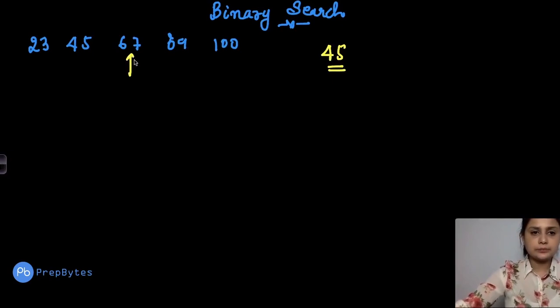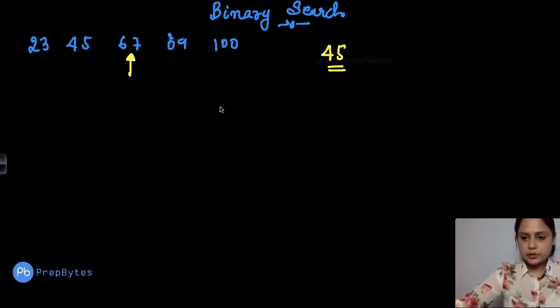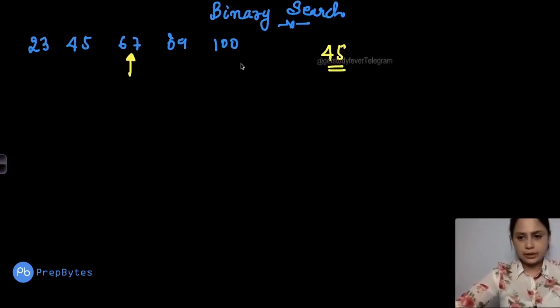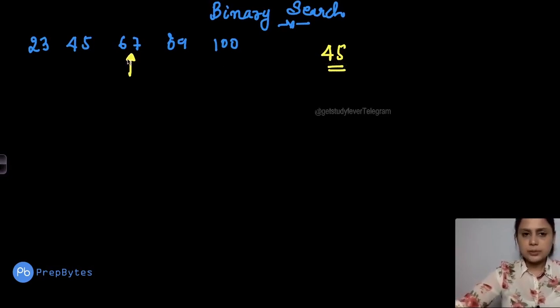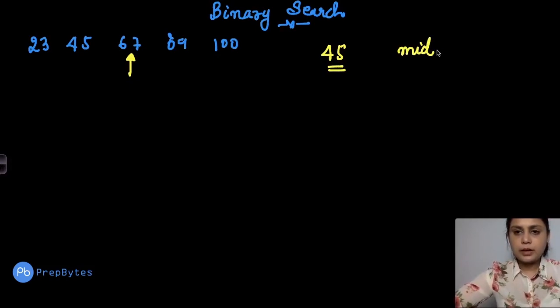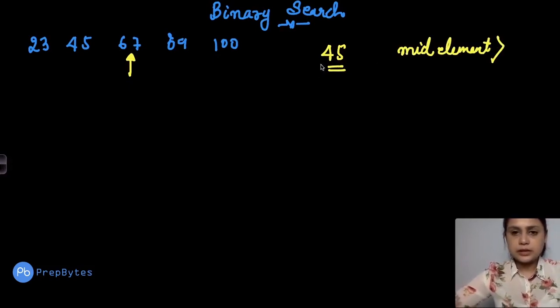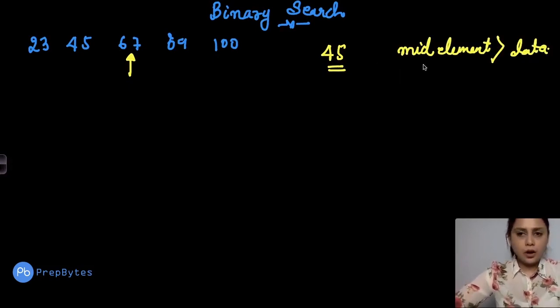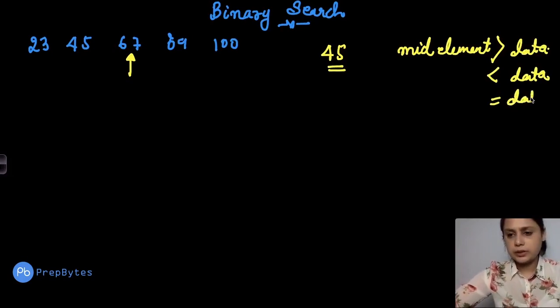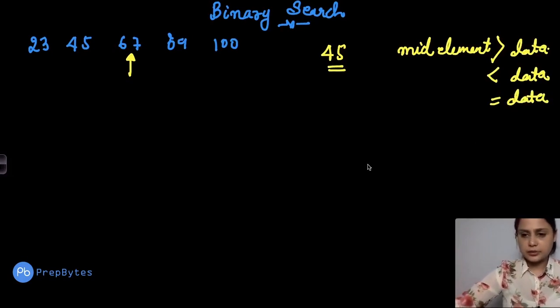What happens in binary search is that I start with the mid element. In the linear search, we saw that we started from the beginning and went till the end. But here we will start with the mid element. So the concept is that I look for the mid element. Now there are 3 cases: the mid element is greater than this particular data, or the mid element is less than this data, or the mid element is equal to this data. Okay, these are the 3 scenarios.